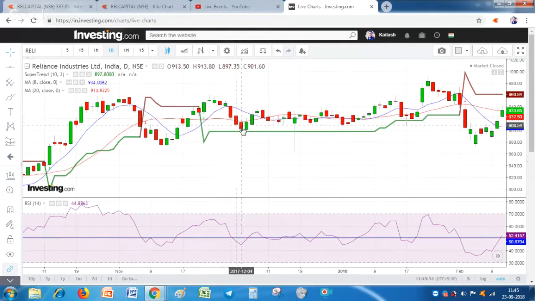So the stock has remained in this range, and one time our stop loss was hit. Our stop loss is hit here.